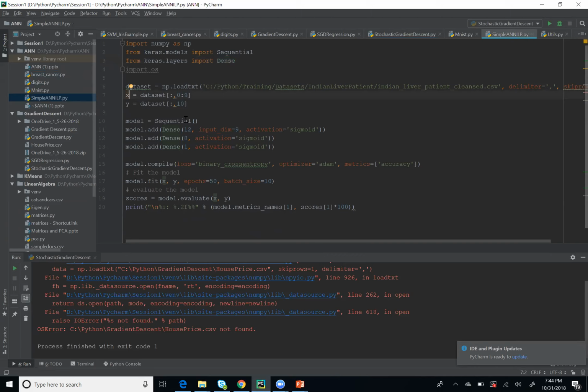So you create a model which is sequential, and then you keep on adding dense layers. 12 is your input layer, then you have 8, which is your hidden layer, and you have 1, which is your output layer, because it's a one-class classification problem. It'll either be class 1 or 2. And then you can change the activation functions you want to use for each of the layers too. Then you compile the model, fit it, and run it.